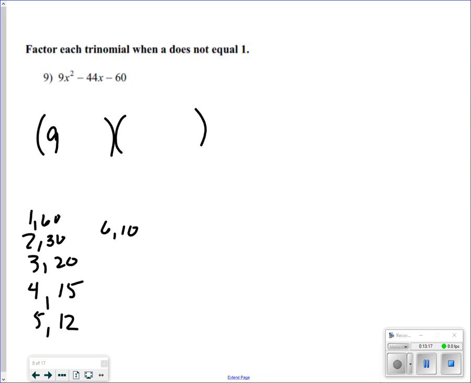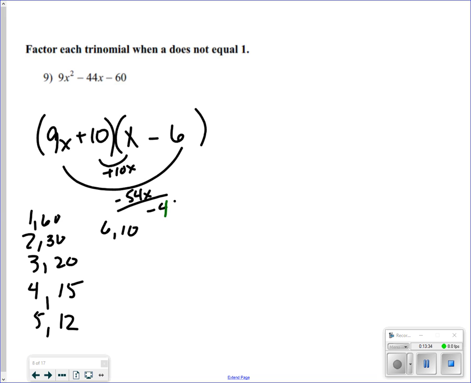So what if I did 9x and 1x? And then I'm going to use the 6 and the 10. So let's say I went with a negative 6 and a positive 10. That's an option. And again, I did not guess very well on the first one, but positive 10x, negative 54x does add up to the middle. So that worked out for me. I was able to get the right guess. I just had to go back a little bit.